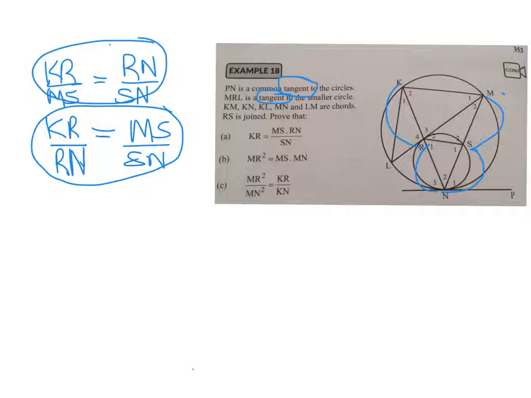So actually what they're asking me to prove in question A is that KR over RN is equal to MS over SN. But now I can't just go and use the proportion theorem. What do I need for the proportion theorem? The most important thing that I need is parallel lines. So I can only use the proportion theorem there if I have parallel lines. So let's go and try to find parallel lines.